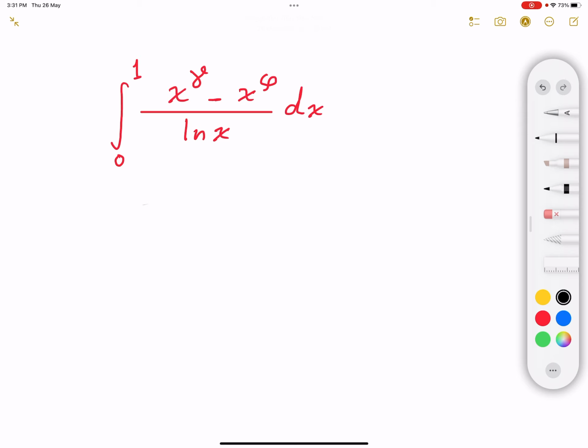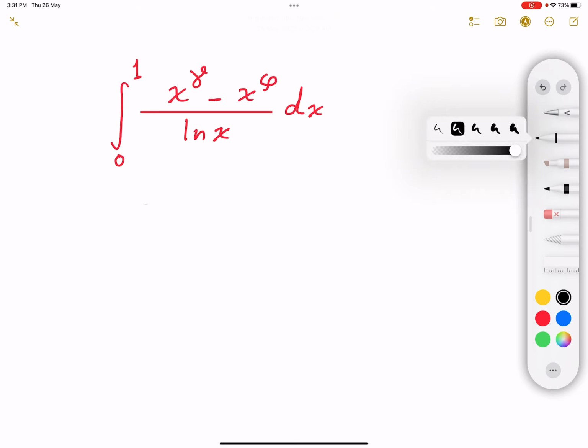Okay, so how can we solve for this integral? If you guys are interested, pause this video, give this problem a try, and keep watching this video for a solution. So to solve for this integral, I'm going to be splitting.